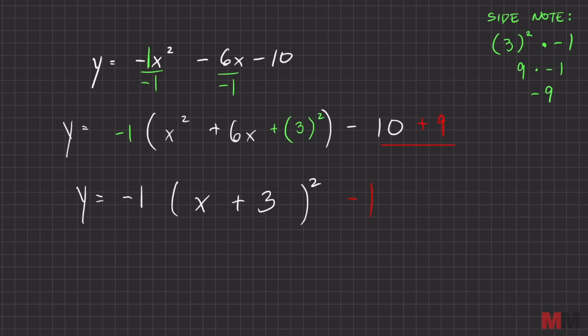I like vertex form because it reveals your vertex right away. It's just going to be the opposite of whatever number's in the parentheses, which is -3, and this number in the back, -1. And if you wanted to find the roots, that's also really easy. I've got a video on that if you want to check it out.